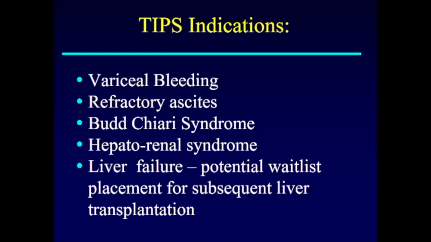What are some of the indications for TIPS shunts? Variceal bleeding, refractory ascites, the Budd-Chiari syndrome, hepatorenal syndrome, liver failure, to give the patient a chance to become a potential candidate for liver transplant by being put on the wait list because of an intermediary help from the TIPS shunt that allows the patient not to continue to go into liver failure. So it's kind of just a middleman while the patient still has hope to be placed on the transplant list for definitive treatment.